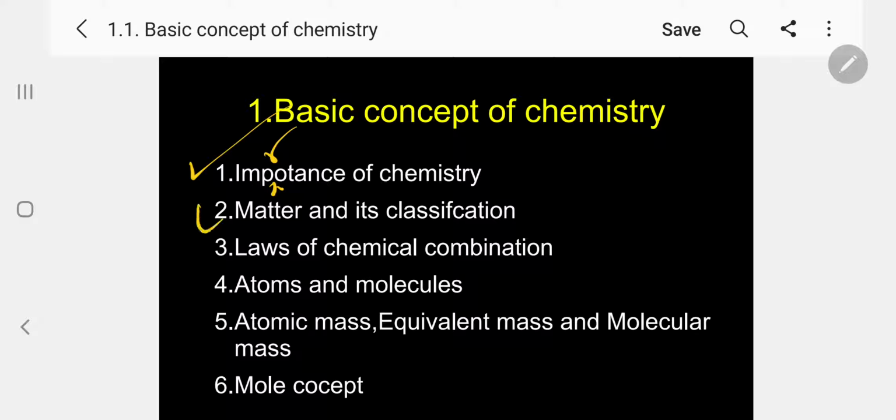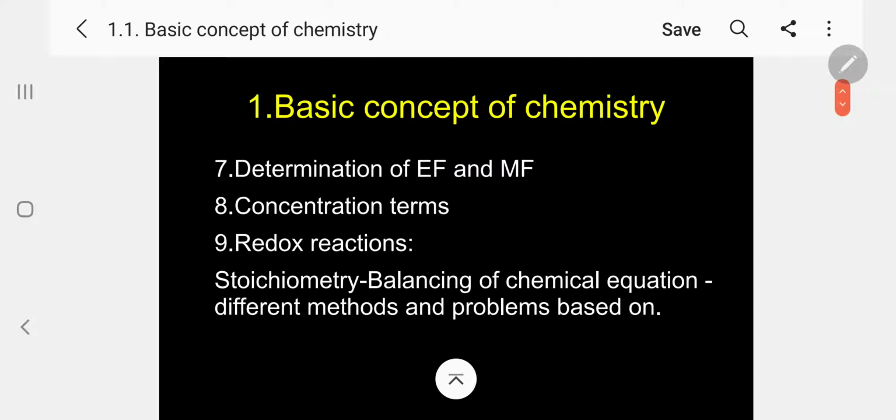Number 2, matter and its classification, physical as well as chemical classification. 3, laws of chemical combination. There are 5 laws you must study. Atoms and molecules you must know. Then determination of atomic mass, equivalent mass and molecular mass you must study. Then mole concept. How mole can be determined, how mole can be expressed. There are 6 ways we can express the mole. You must know. Number 7, determination of empirical formula and molecular formula.